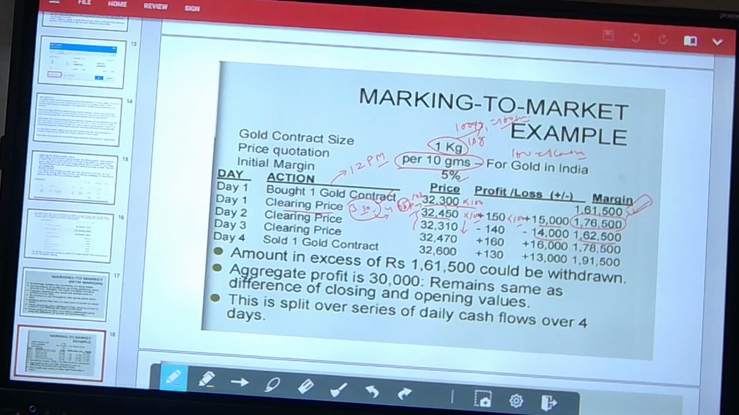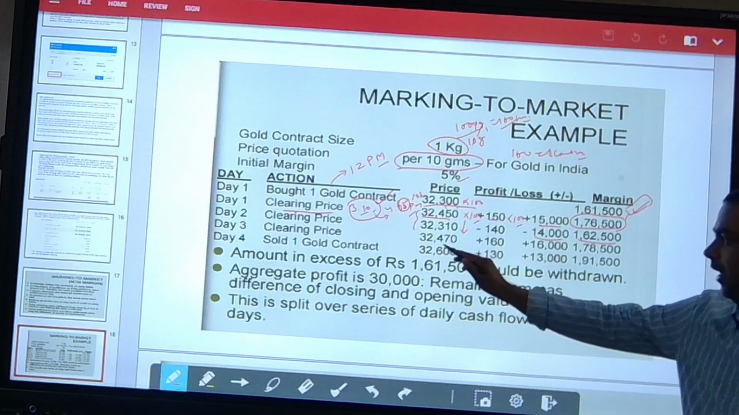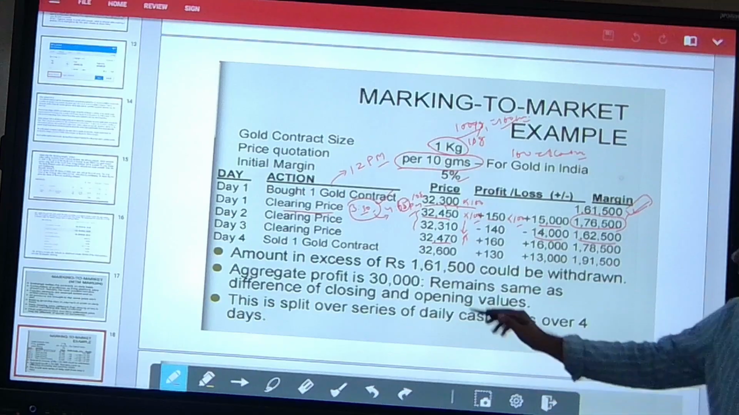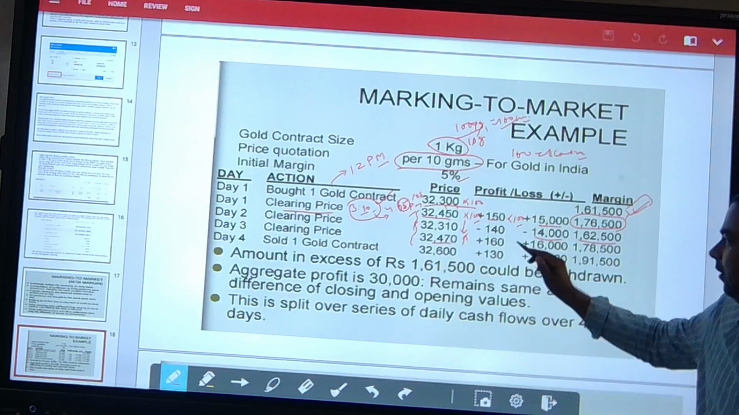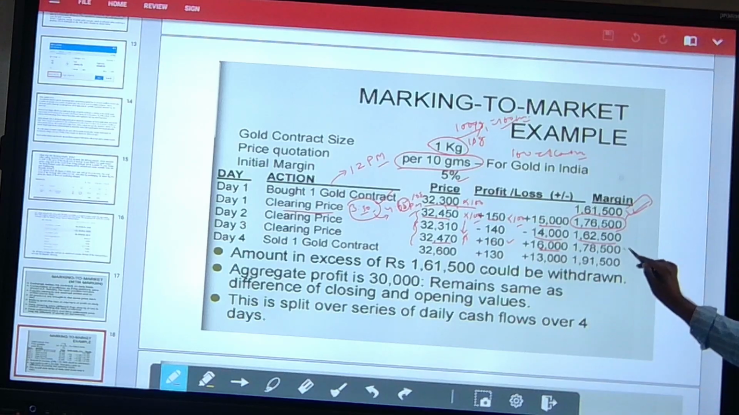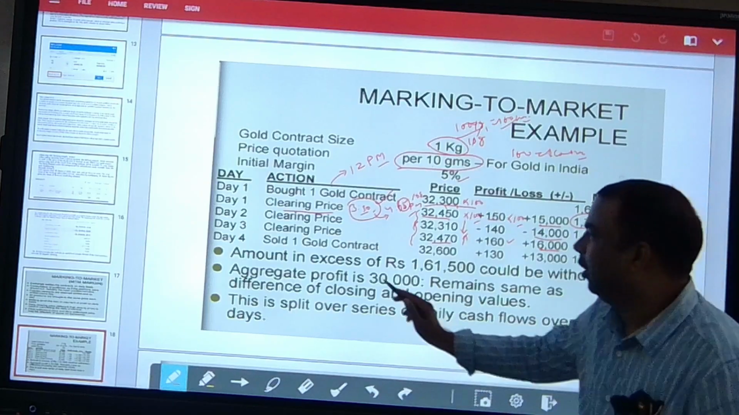On day 3 again price goes up 470. The difference is 160. Your profit on third day is this amount. Your margin is simple. Okay, you can easily calculate any numerical.